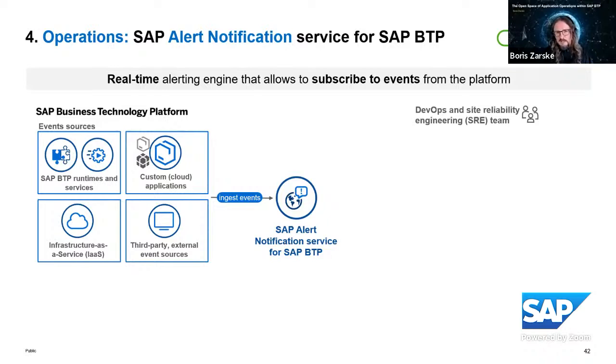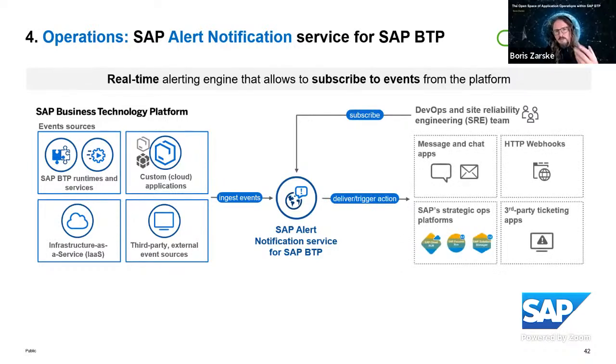And your DevOps or SRE teams go to the service and say, okay, I have to be notified about events from those services because I use them in this sub-account. And I want to be notified via Slack, Microsoft Teams, email, or I want to trigger directly creation of a Jira ticket, or I want to get it into, for example, SAP Solution Manager or SAP Cloud ALM again.